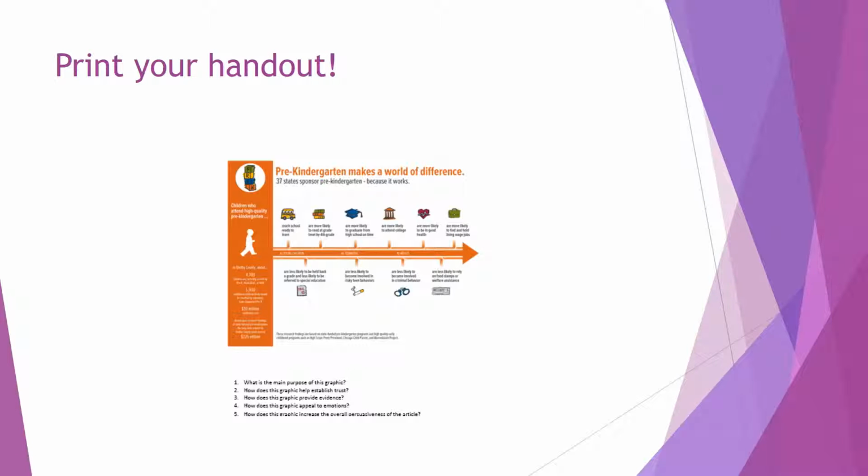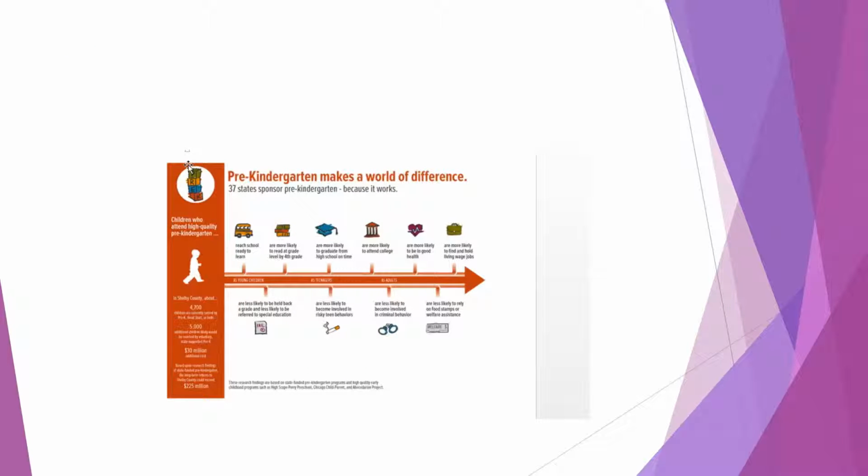Okay, if you haven't already, go ahead and print your handout. It looks just like this. It's called Graphic and Questions because it's the graphic from the article that we read about pre-K, and it has some questions that we're going to go over together. So here we go. Okay, so let's look at this together.